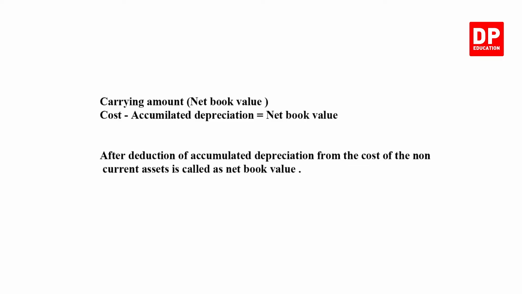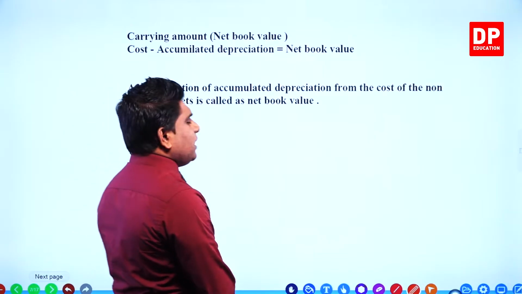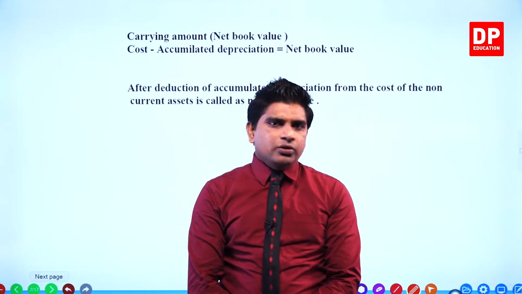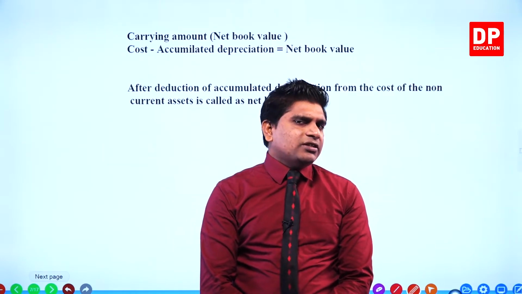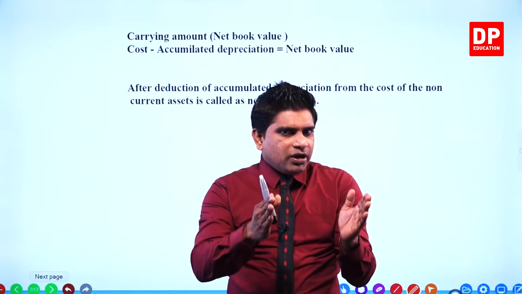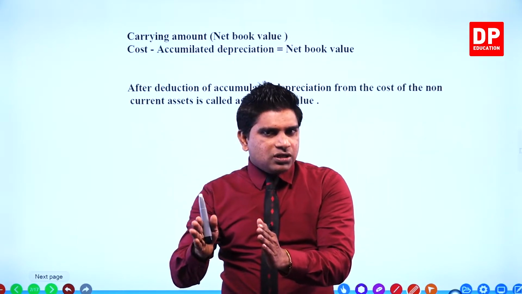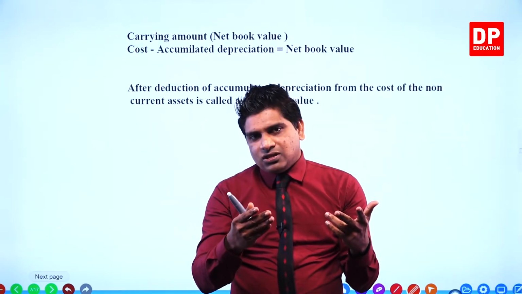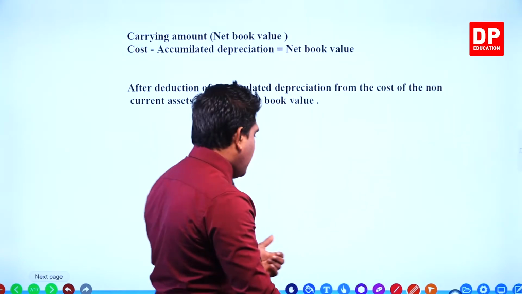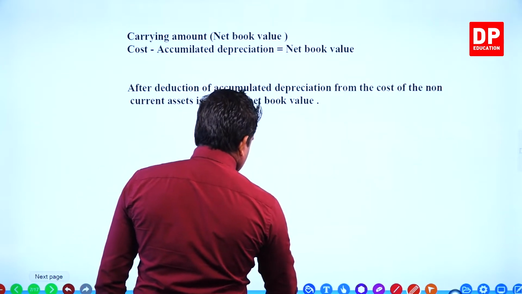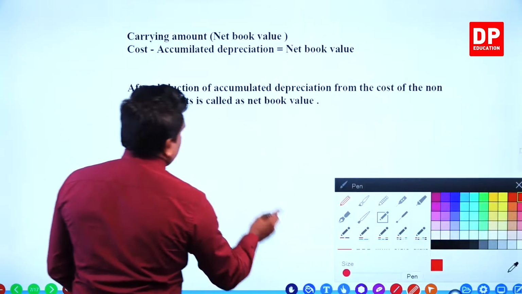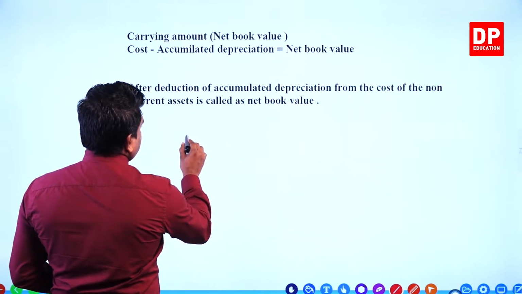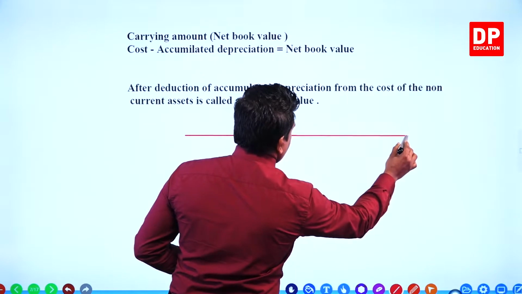Carrying amount. It is the other word we use for net book value. Do you remember net book value? Where did we meet it? When we draw the statement of financial position, do you remember the place where you write it, under the non-current assets? You remember we draw these kinds of columns, right? We draw 3 columns, no?